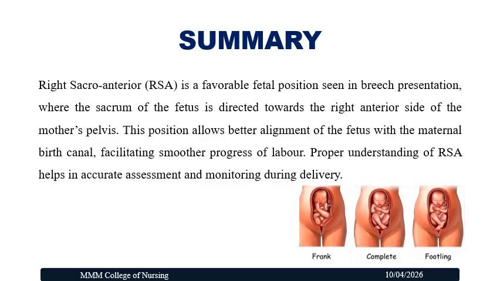Summary. Right sacroanterior is a favorable fetal position seen in breech presentation, where the sacrum of the fetus is directed towards the right anterior side of the maternal pelvis. This position allows better alignment of the fetus with the maternal birth canal, facilitating smoother progress of labor. Proper understanding of right sacroanterior helps in accurate assessment and monitoring during the delivery process.